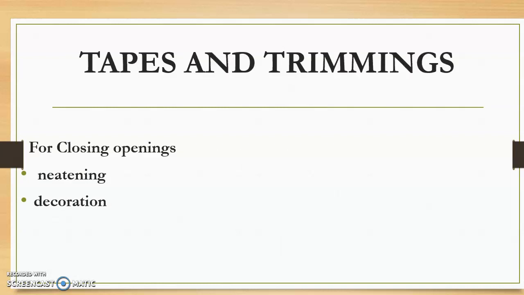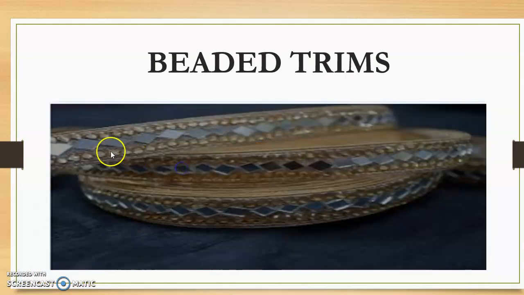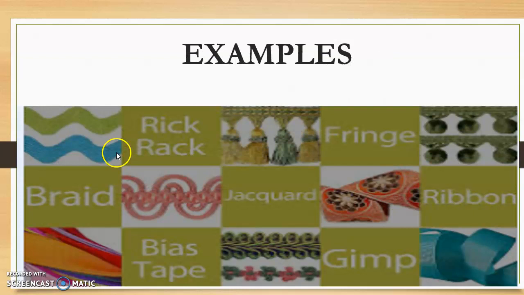There's also tapes and trimmings. These are used for closing openings on garments. They also neaten the garment, and they also make the garment decorative. We have some examples of that here. We have rick-rack. Rick-rack is the first one.